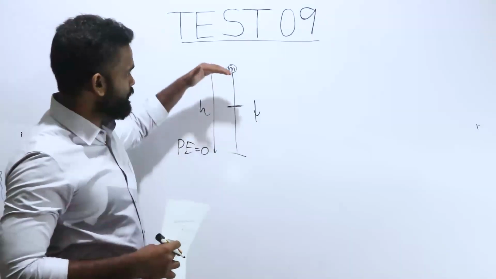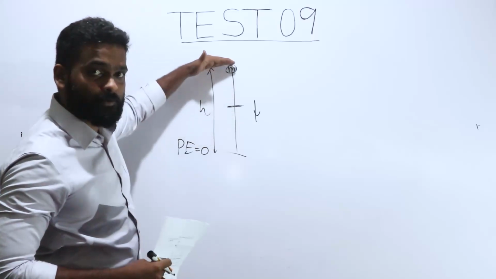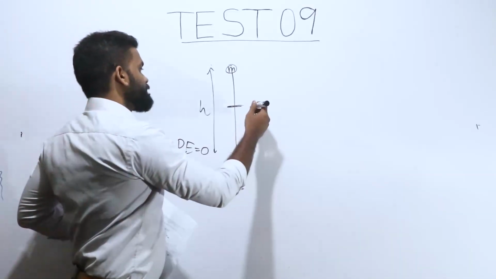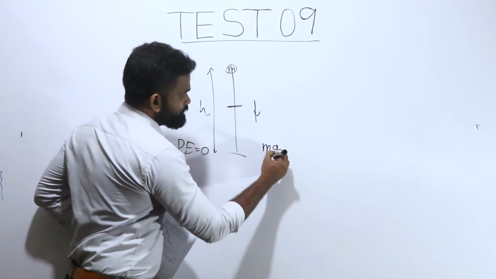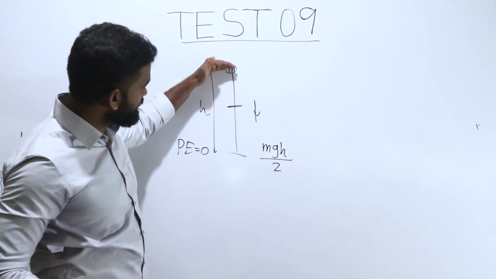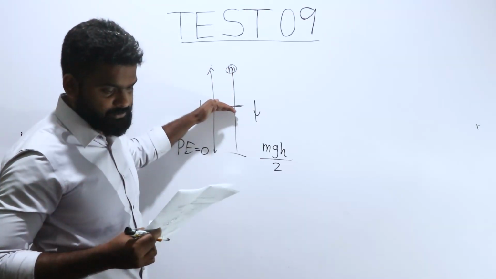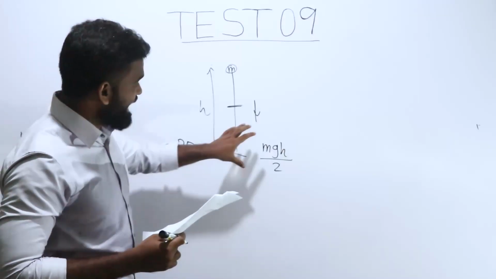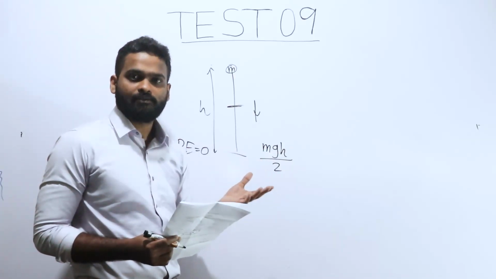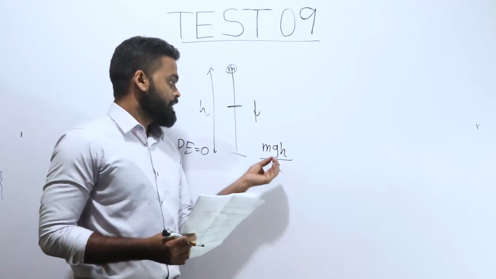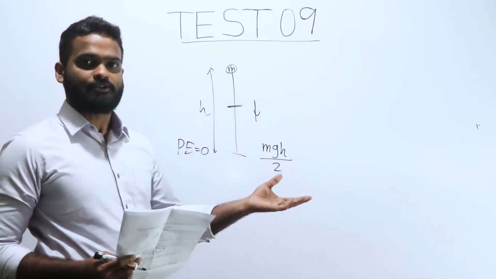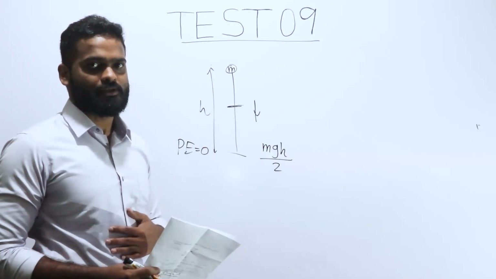So it is obvious that when the object moves h over 2 distance from the top, half of the potential energy is lost. So this should be the amount of potential energy lost when it reaches from here to here, mgh over 2. That lost potential energy has to convert into something. So that is the mechanical energy conservation law. Half of that potential energy has to convert into kinetic energy. There's no other type of energy here.